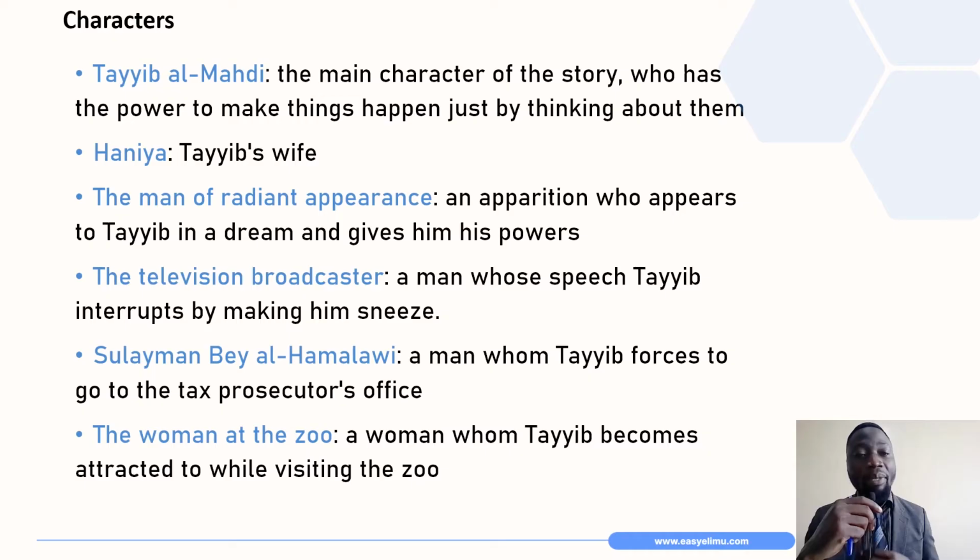The first character is Taib Al-Mahdi, the main character of the story. He is also the character who has the power to make things happen just by commanding, simply by saying, let this happen, and it happens. We also have Hania. Hania is not playing a very major role in the story, but we are told she is Taib's wife. Taib has a wife and daughters, but in the story we learn that his daughters are all married, so he stays with his wife Hania.